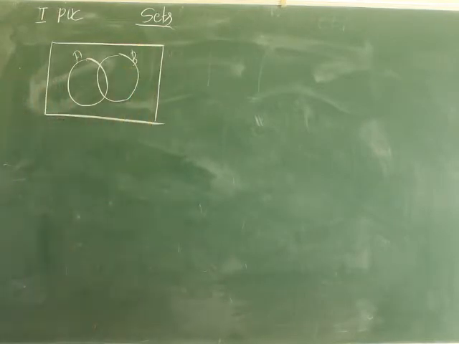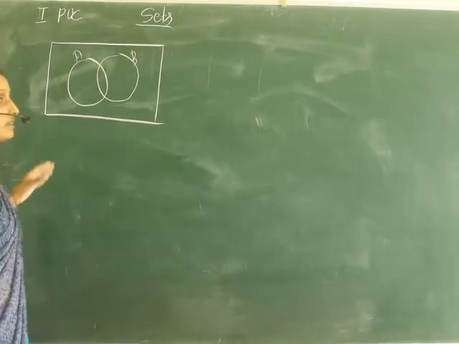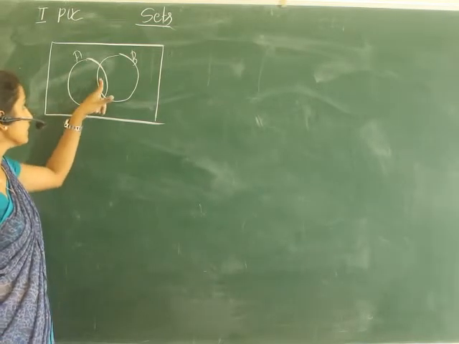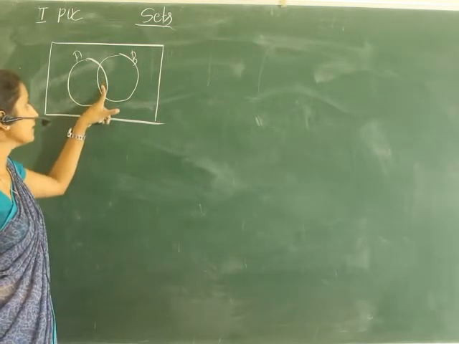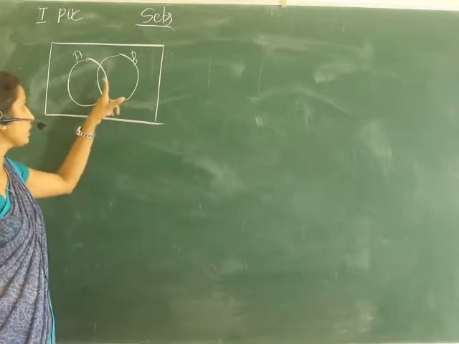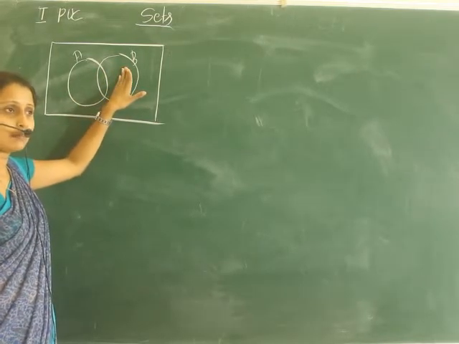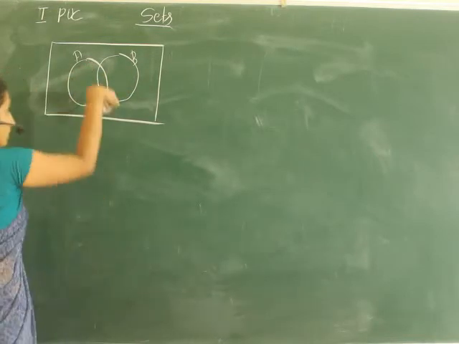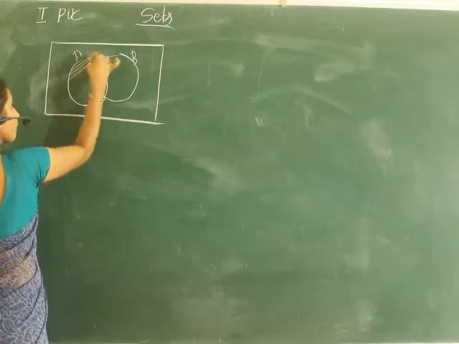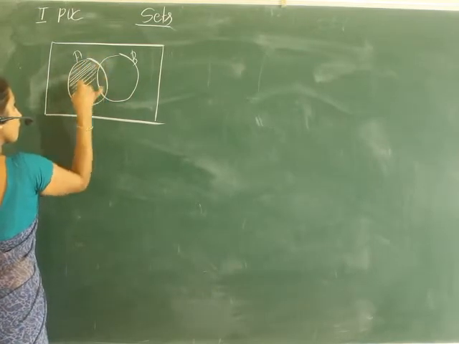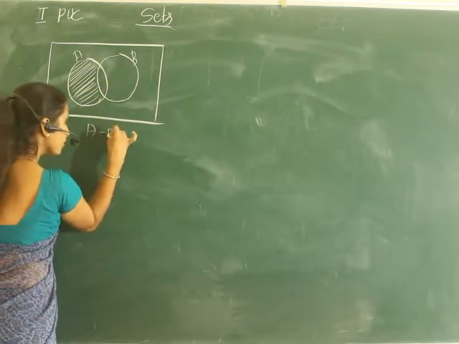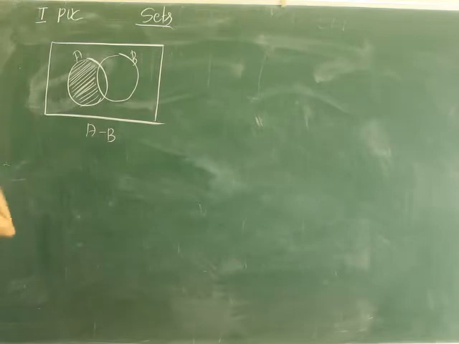If it is A and B, then what is A minus B? A minus B is the elements which are only in A. So this is A, and only in A means this region. The common elements present in both A and B cannot be included. We have to include only this region. So this will be A minus B.